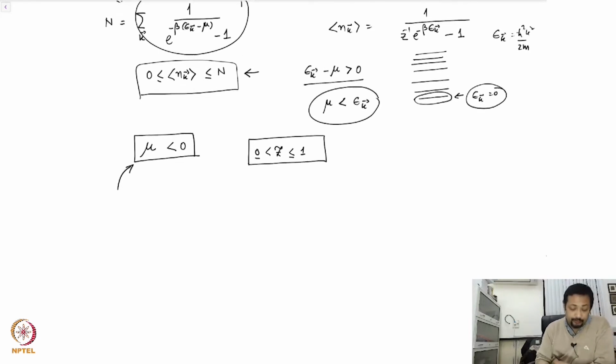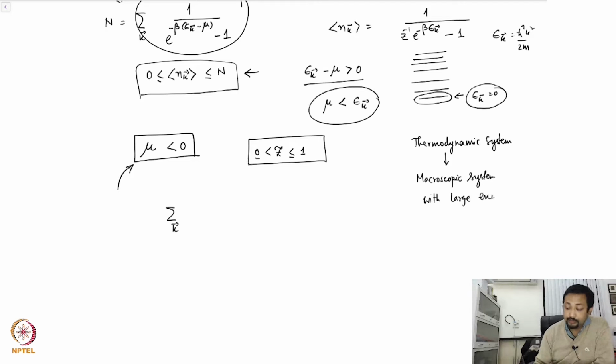Now, how do we proceed? Well, the idea is simple. We have done it several times. So what we write down is we replace the sum. We assume that we have a thermodynamic system, which means it's a macroscopic system with a large enough box length so that my energy eigenvalues epsilon go as 1 over L.